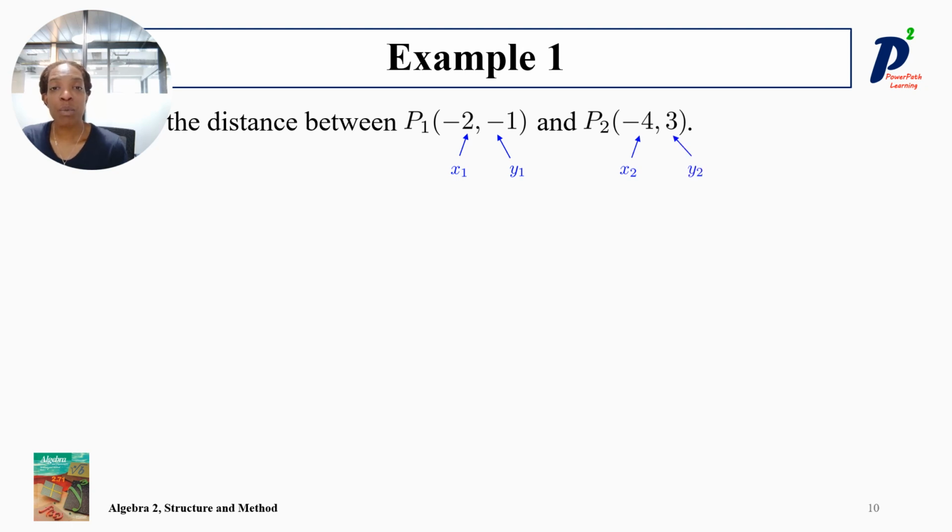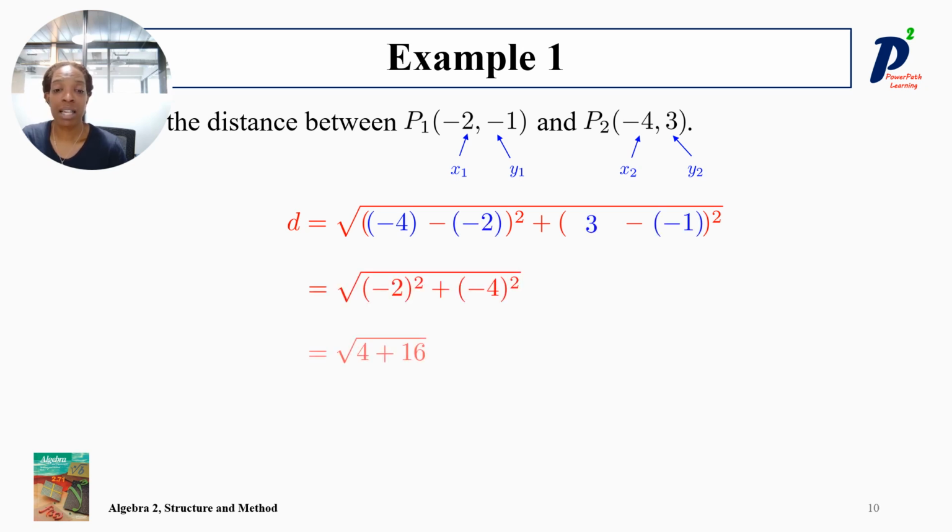Okay, in example 1, we need to find the distance between these 2 points, (-2, -1) and (-4, 3). Now, obviously I've already identified my coordinates. x1 is going to be -2, y1 is -1, x2 is -4, and y2 is 3. So next, I'm going to substitute these into the distance formula, and I'm going to simplify, and my answer is 2 square root of 5. Okay, so the hardest part is usually just identifying what the coordinates are.